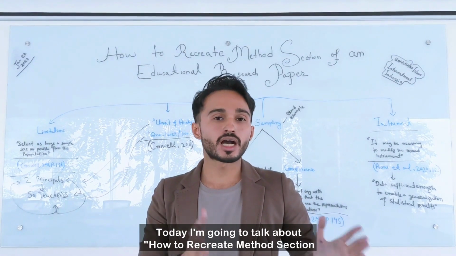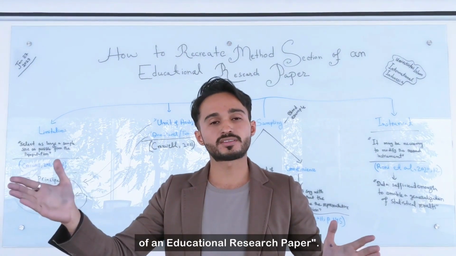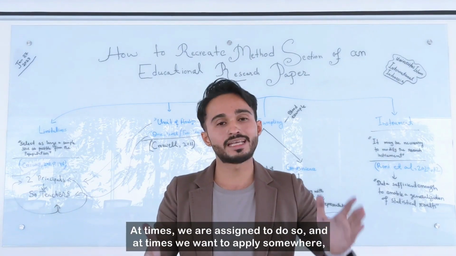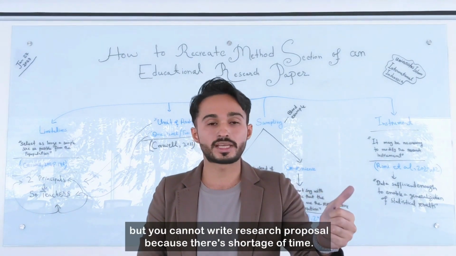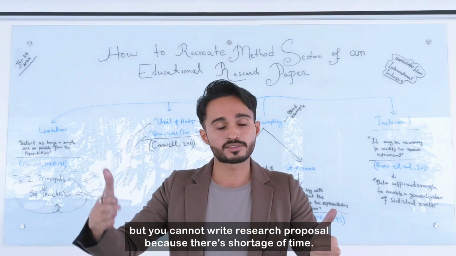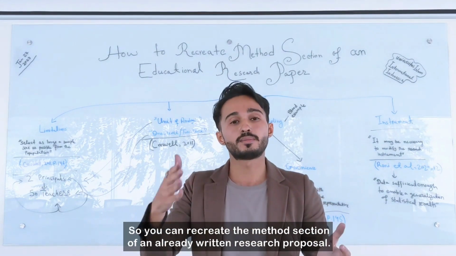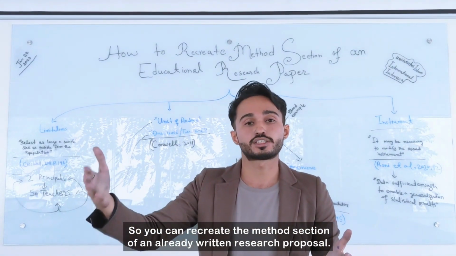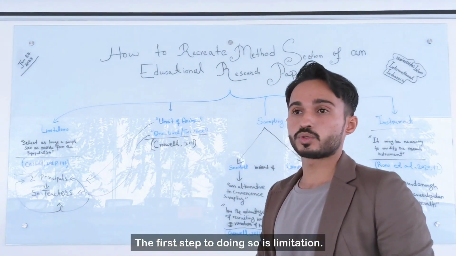Today I'm going to talk about how to recreate the method section of an educational research paper. At times you are assigned to do so, and at times you want to apply somewhere but you cannot write a research proposal because there is a shortage of time, so you can recreate the method section of an already written research proposal. The first step to doing so is limitation.